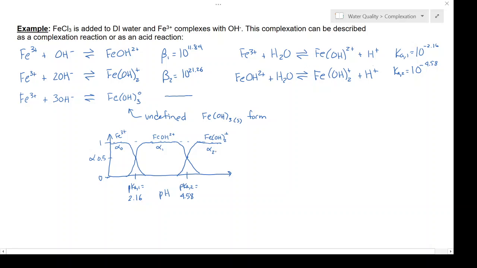And just to illustrate what I mean by it goes with that, for example, if I look at the alpha naught, that is the iron 3+ concentration over the CT Fe value. So it's basically telling us the fraction of iron that's present as that species, and then the other two will have similar expressions. So hopefully that clears up why we don't have a Ka3 and helps you understand a little bit better the dominant species in this system.